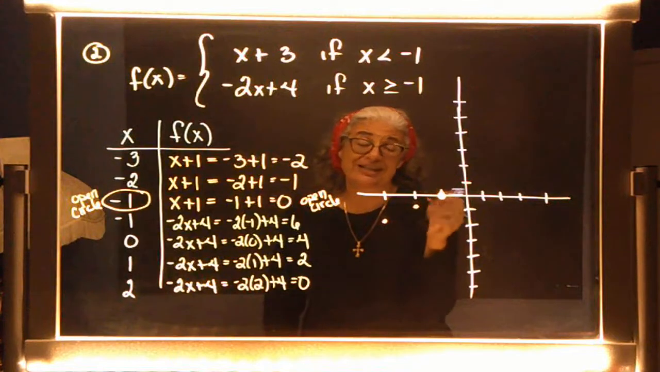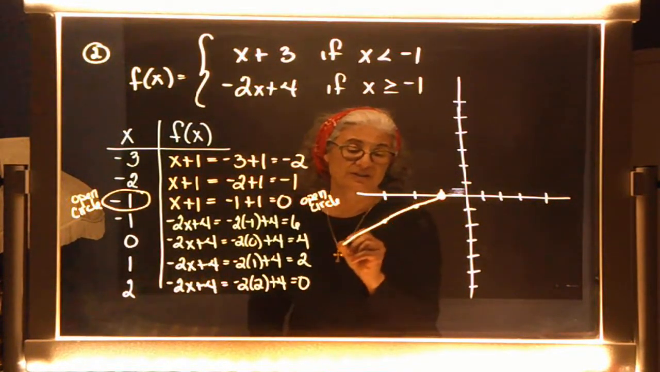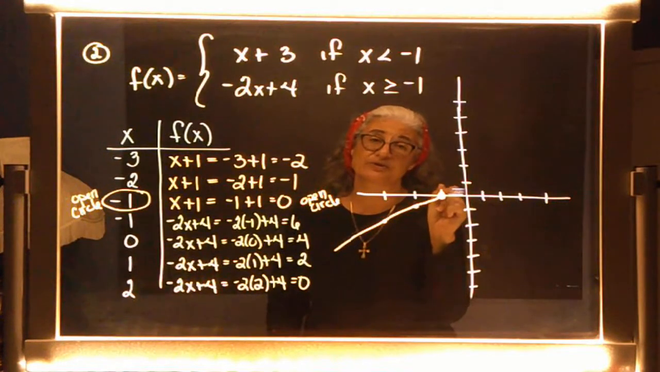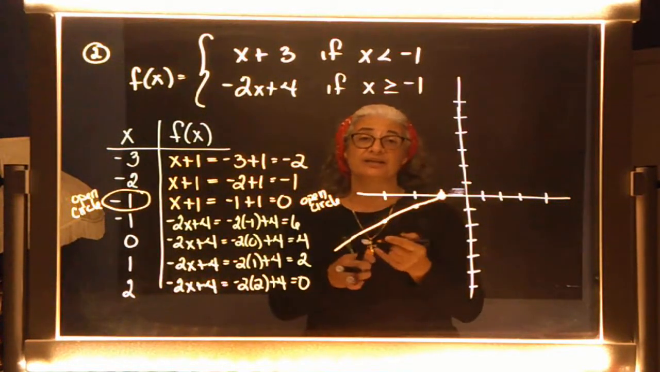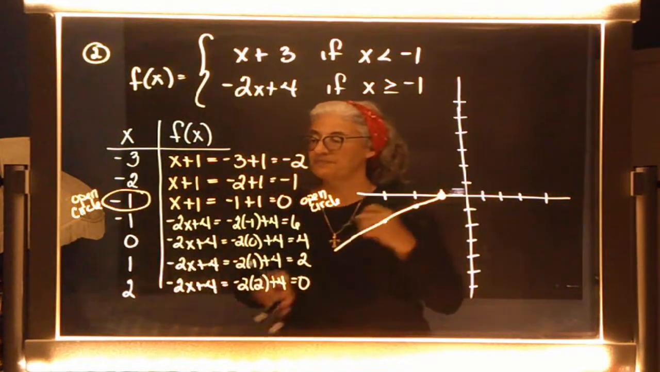If x was actually equal to it, I'd have a solid circle, but x can't be equal to it. So it's an open circle, but at least I know where this first piece ends. It ends at the point negative 1, 0. Does that make sense? Okay.